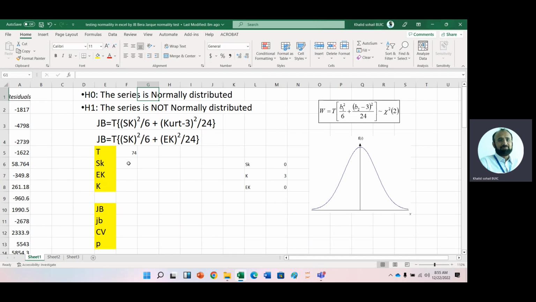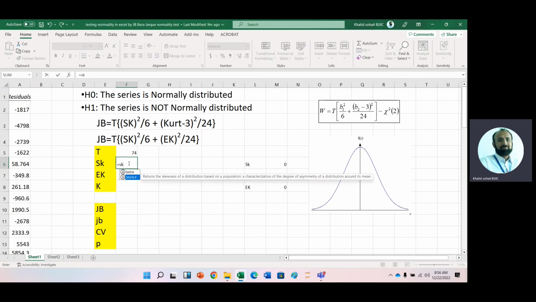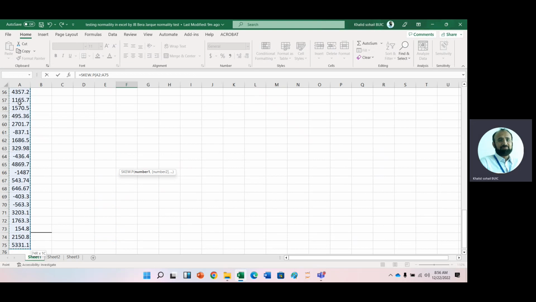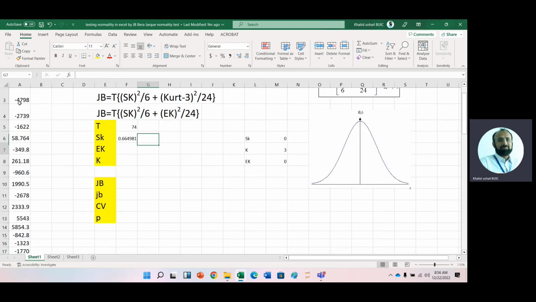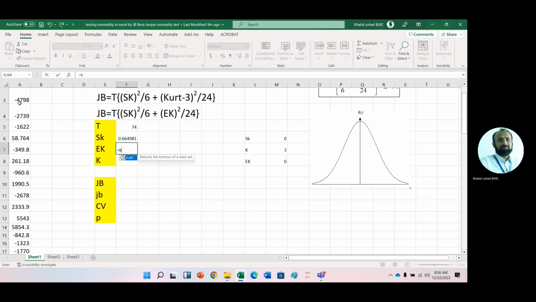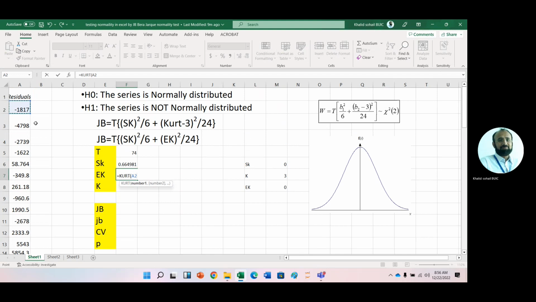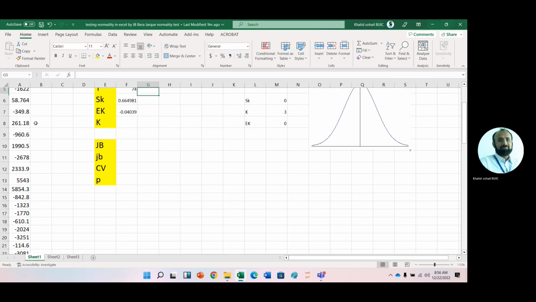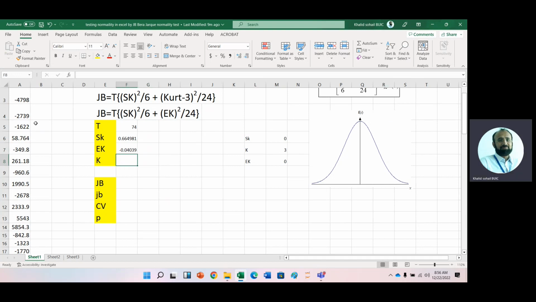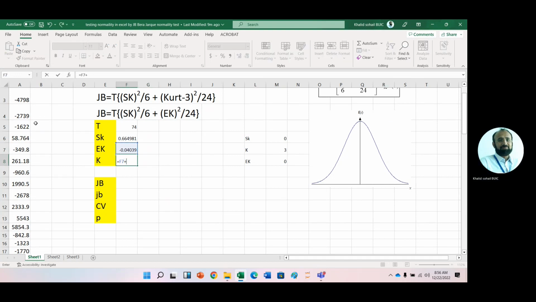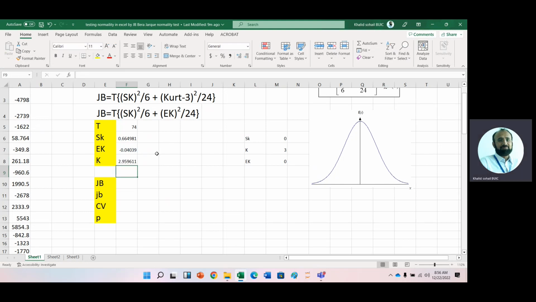Now we calculate skewness. For skewness, use this skewness population function formula and press Tab. Then calculate excess kurtosis, because in Excel we don't have kurtosis, we have only excess kurtosis, so we calculate excess kurtosis with the help of this KURT function. Now we can get kurtosis by adding 3.